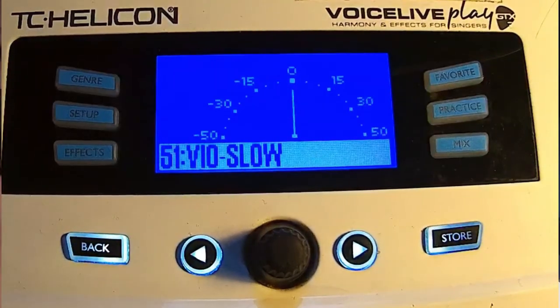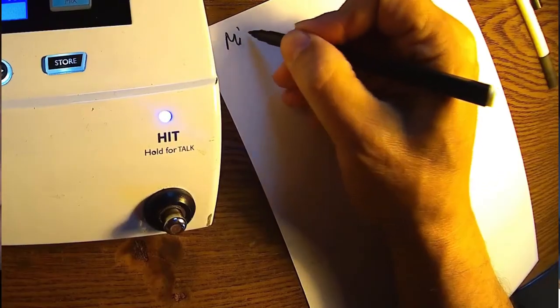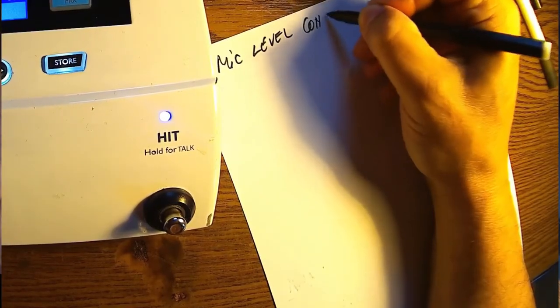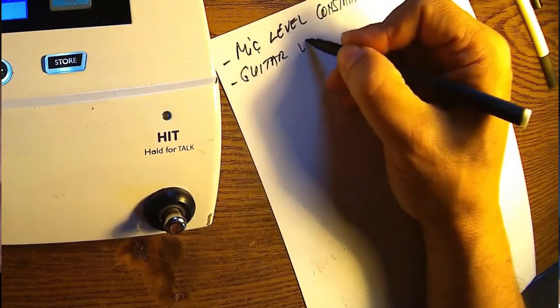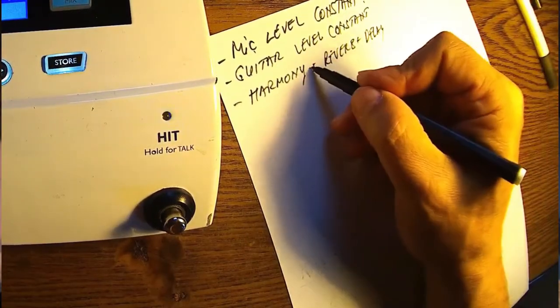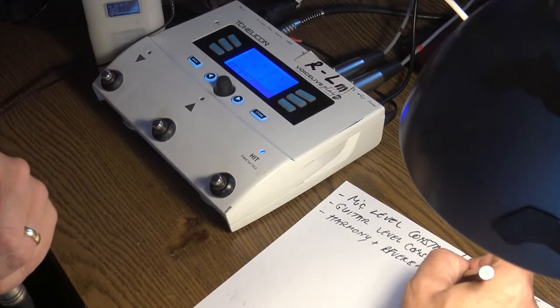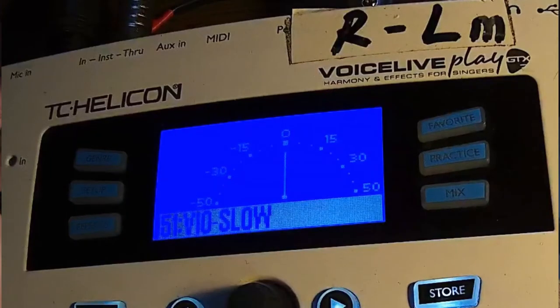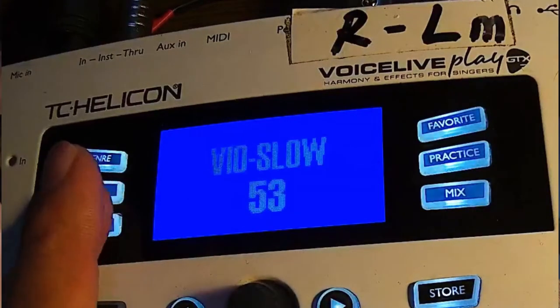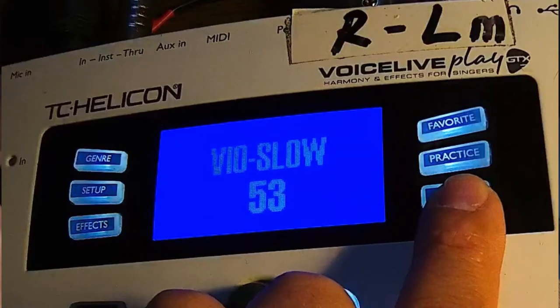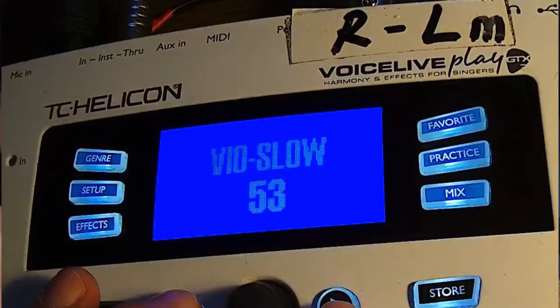These are the things you can change. Here, let me have this piece of... So the microphone level constant for all the patches. The guitar level the same. So harmony plus reverb and delay. It's also level, you know, same level. Now, same level as long as you did all these changes from the setup page and the mix page. Then these pages you really don't care about.